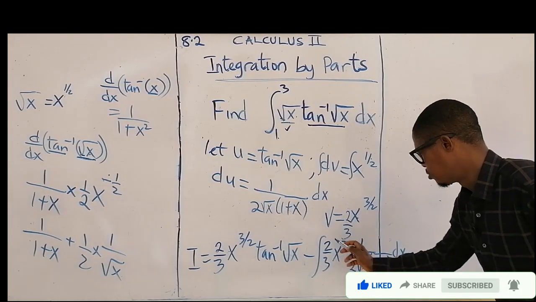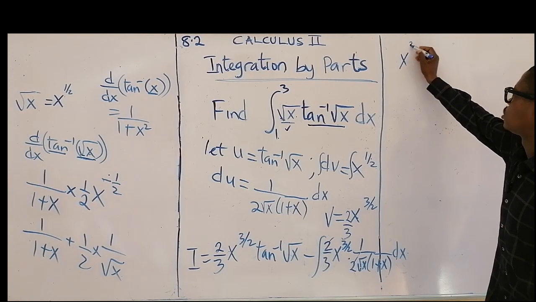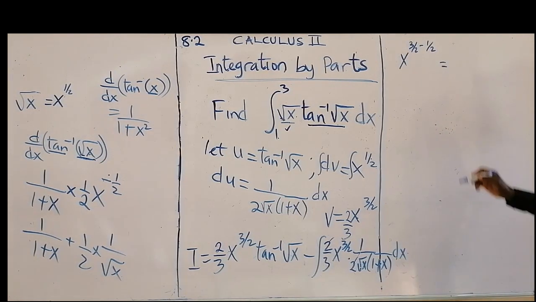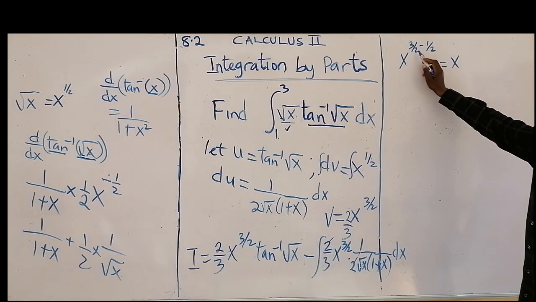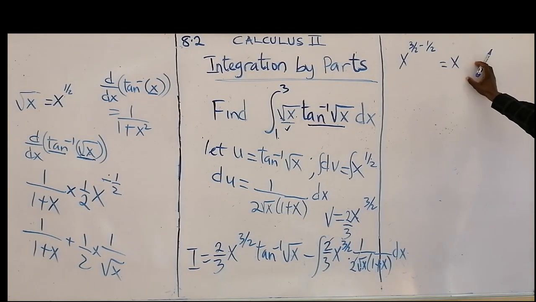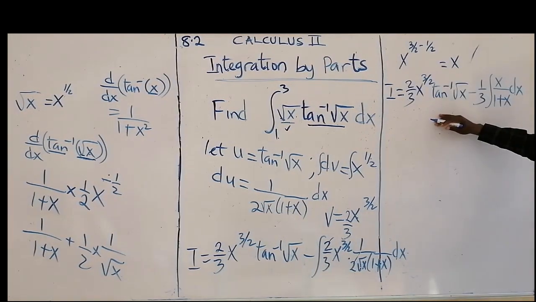So the 2 will cancel, then we can combine this together. So we have x to power 3 over 2 minus half. Okay? So that's giving me just this, because that would be power 1. So we have this. That one is done. Then we now have I equal to this.